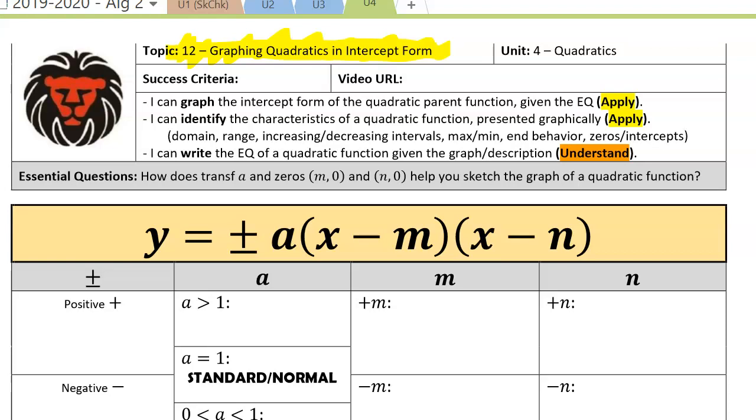This video is on graphing quadratics in intercept form. We're going to graph in intercept form, identify characteristics, and write the equations in intercept form.